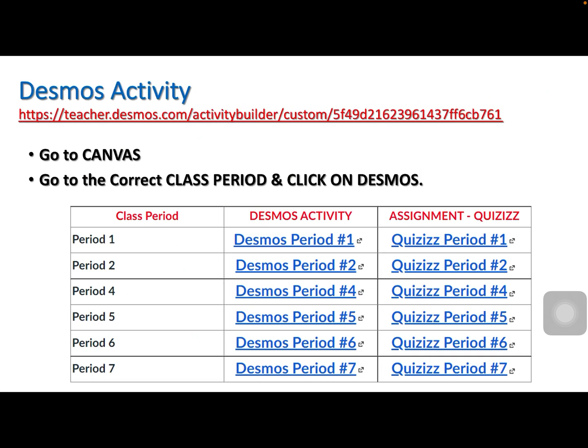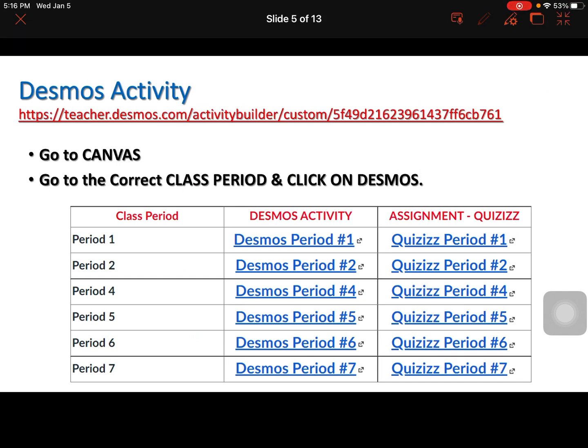This is mine. But on Canvas, you're going to go to your normal module, and you're going to find where it says Desmos activity. And you need to find your correct period number and click on it. For my class, if I'm in period 1, I'm going to click on the Desmos activity, click on period 1. Okay? So take a moment, everybody get there. Go ahead and pause this video until people get to the Desmos activity, click on that, and then do not go any further.